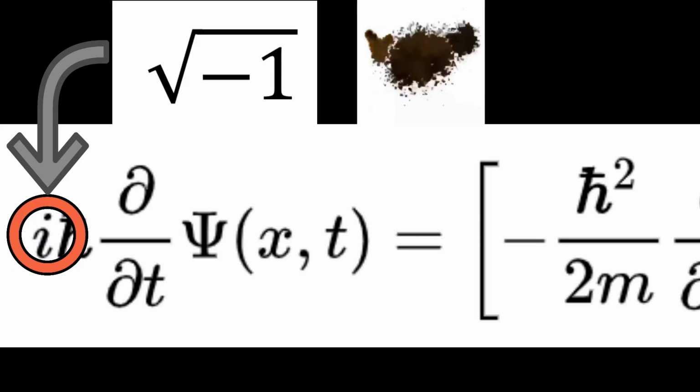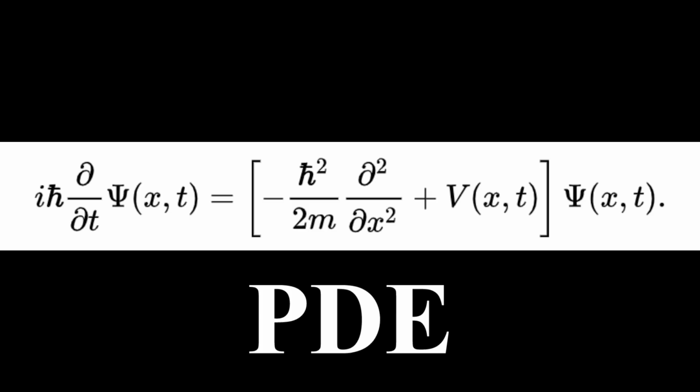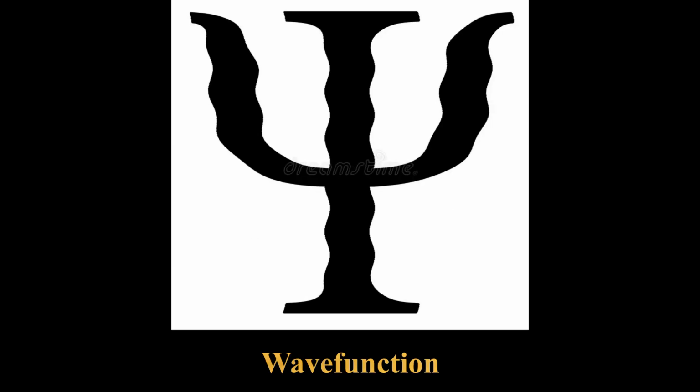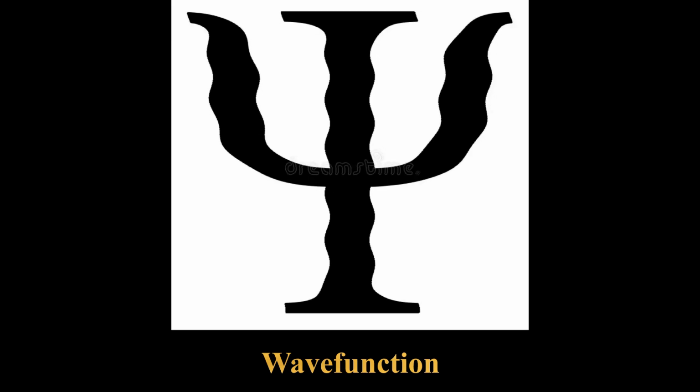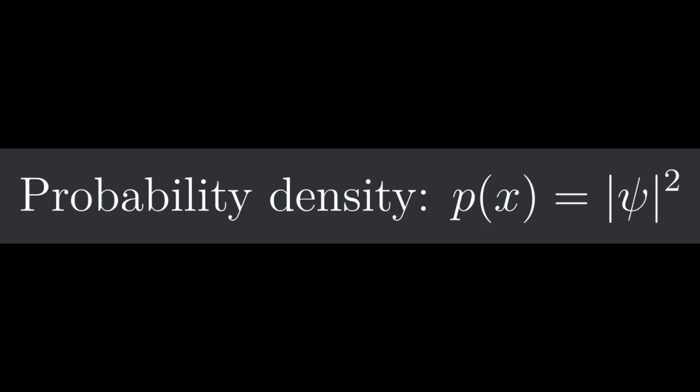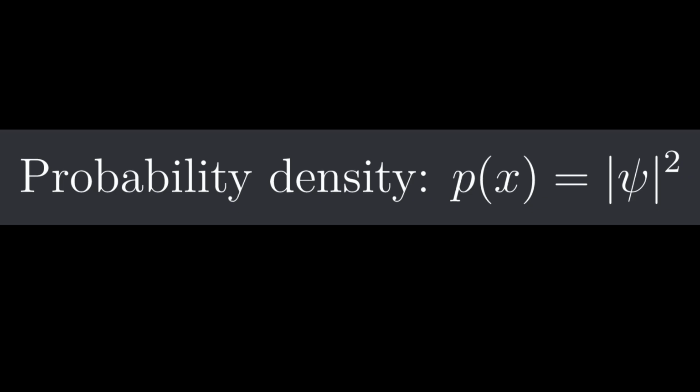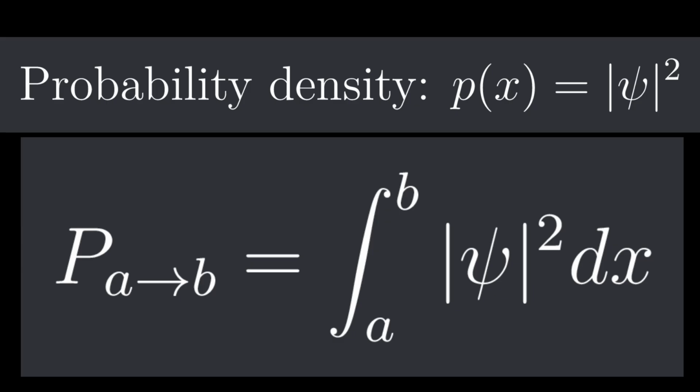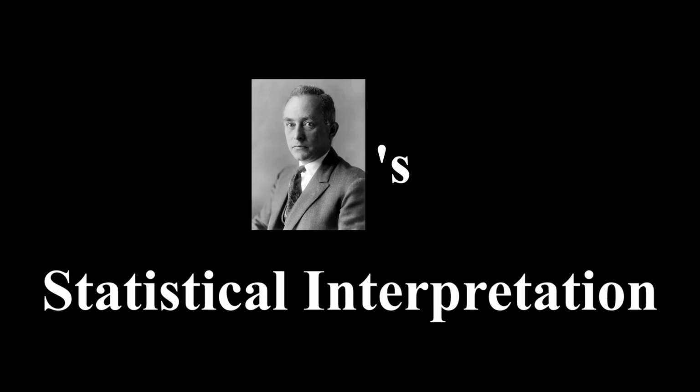Hell no, man. The solution of this partial differential equation is the infamous wave function psi, which is a complex number. So we can calculate its modulus squared, which turns out to be the probability density or the probability per unit length. So upon integrating it from say A to B, we'll get the probability of finding the quantum particle between A and B. This is called Born's statistical interpretation.